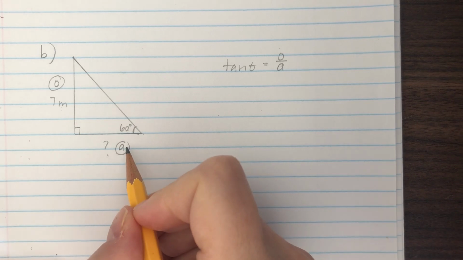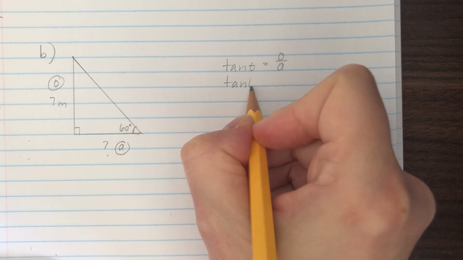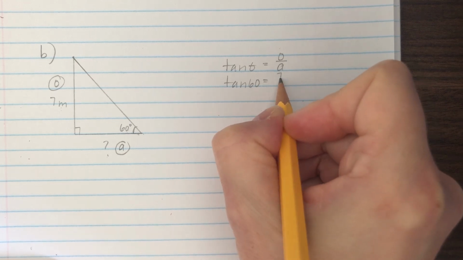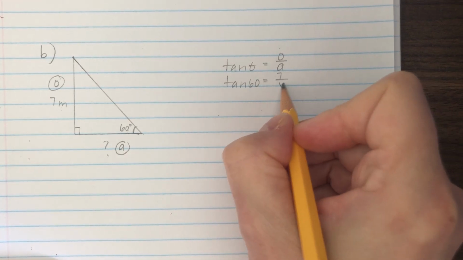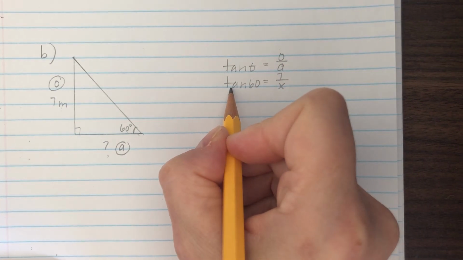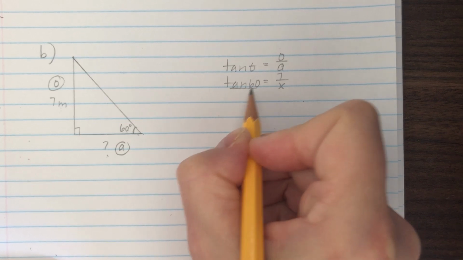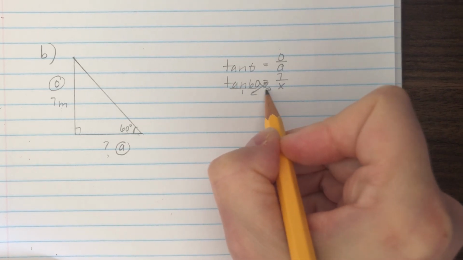Next step is just to sub in the values. So I'm going to sub in 60 for my angle. I'm going to sub in 7 for the opposite side. And for the adjacent side, I'm going to use the variable x because that's what we're looking for. Now we cross multiply. I'm going to make tan 60 as a fraction over 1. And I cross multiply like so.